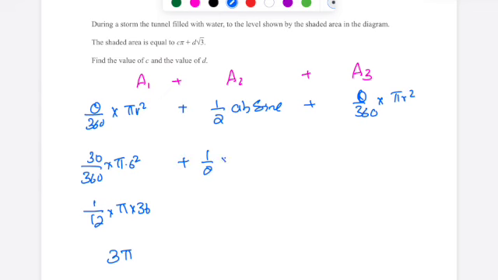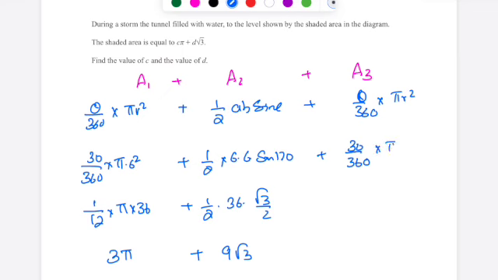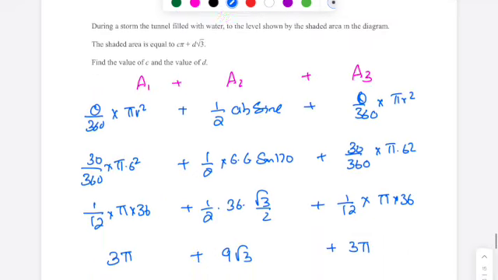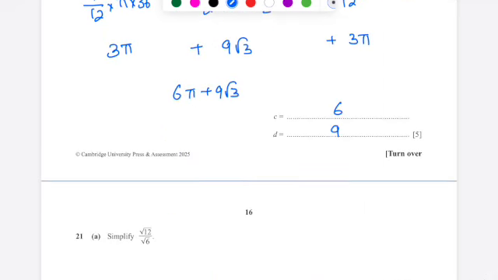Then half times 6 times 6 times sine 120, which is half times 36 times sine 120. Sine 120 is nothing but what? Cos 30. Cos 30 is root 3 by 2, which is going to be 9 root 3. Then this is again 30 by 360 times pi times 6 square, which is 1 upon 12 times pi times 36, which is going to be 3 pi. So the answer is going to be 6 pi plus 9 root 3. So C value is going to be 6 and D value is going to be 9.